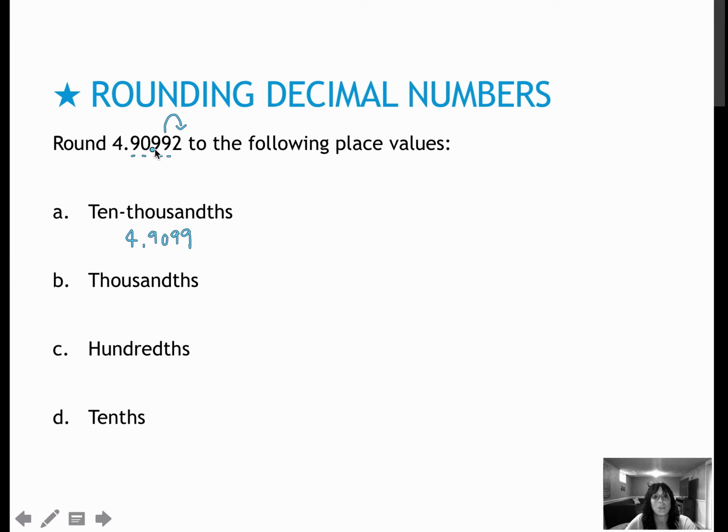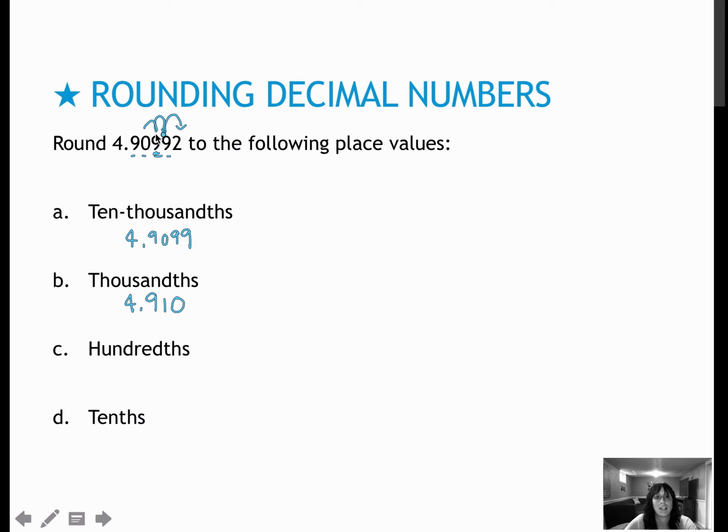In the thousandths place, that's now here. The 9, I look to the right, 9 is greater than 5, so I have to round this 9 up. Well, what does that round to? 9 rounds up to 10, so that means it's going to affect this number. So I have 4.910. Again, the 0 is not necessary.